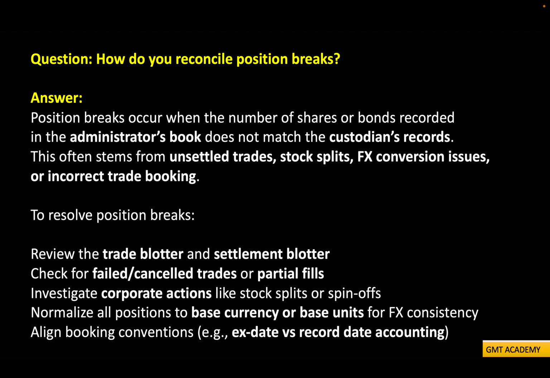So position break, you can explain, occurs when the number of shares of a bond, shares meaning equity shares, bond meaning the bond, recorded in the administration book does not match the custodian records. This often stems from an unsettled trade, stock split, FX conversion issue, or incorrect trade booking. So due to this, a position break will happen. So how can we resolve this break?